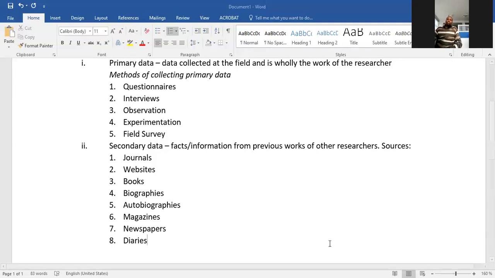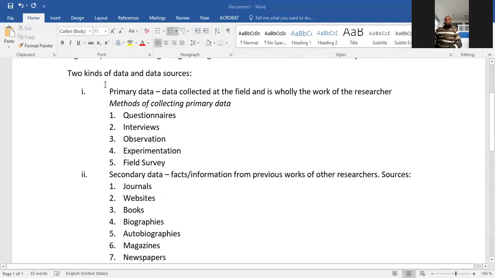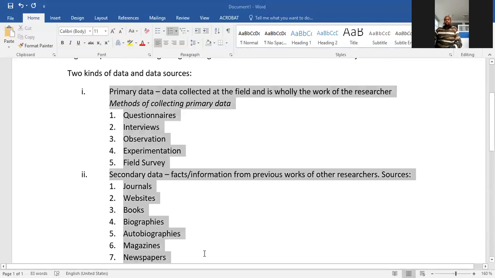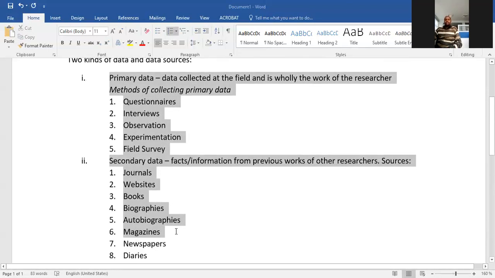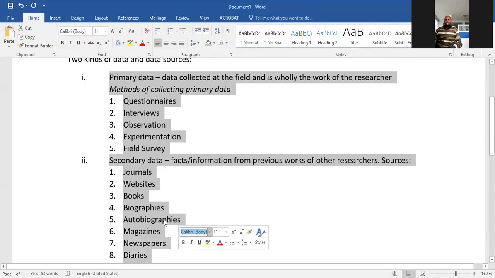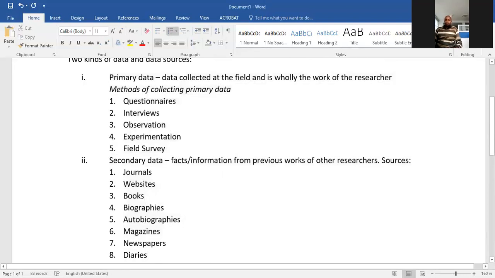Okay, so this is what we are having: primary data and secondary data. Now let us look at, let's begin with primary data.